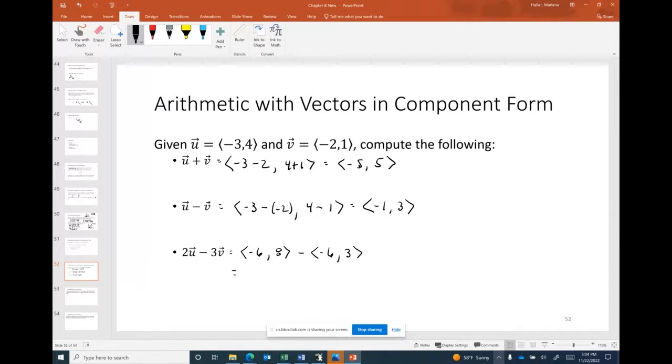Now I'll subtract those scaled vectors. -6 minus a -6, that's -6 plus 6, or 0. And then 8 minus 3 is 5.